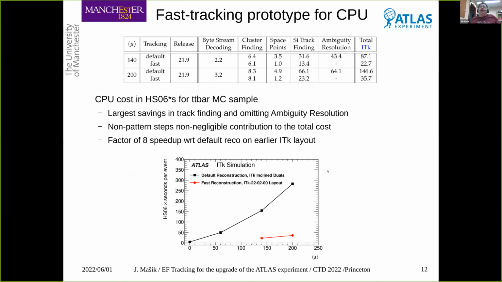In terms of CPU, you can see the results in the table. Basically, at pileup 140 and 200, you can see that the improvement is about a factor of 4 in both cases. The biggest contributions come from omitting the ambiguity solver and the improvements in the track finding coming also from the reduced seeding. But you can see that there is also a non-negligible contribution from the other terms. And if we compare the reconstruction time with the default reconstruction and an earlier design of the layout of the detector, we can see actually a factor of 8 at pileup 200, which is a very impressive improvement.